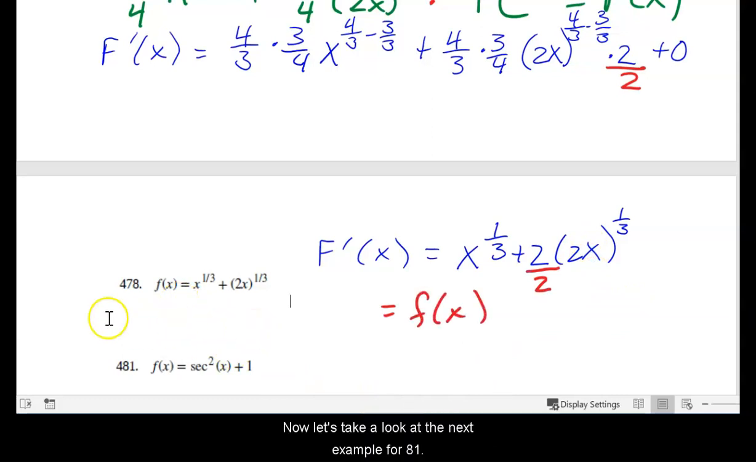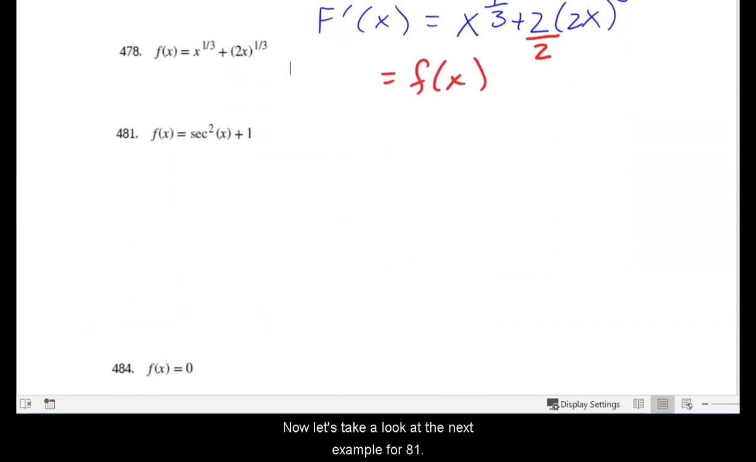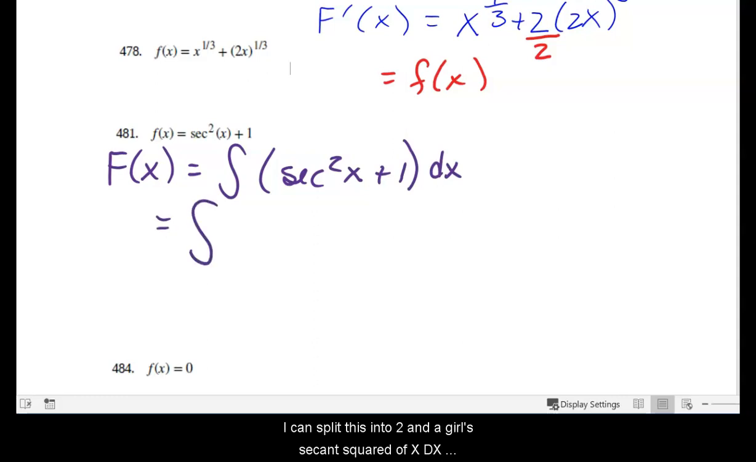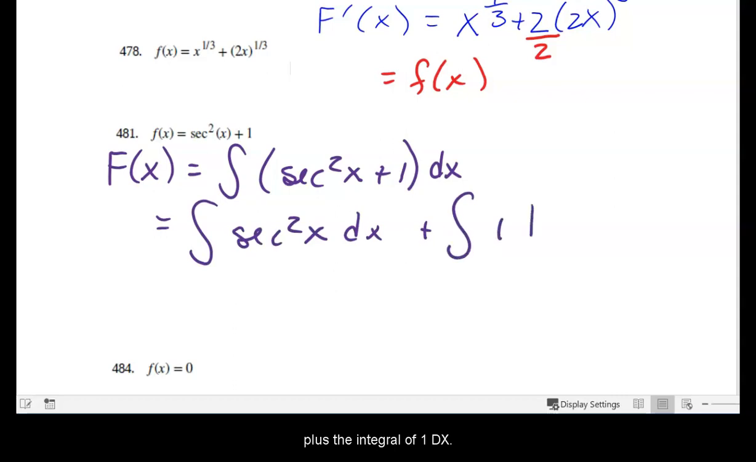Now let's take a look at the next example, 481. 481 is primarily a trig function. Again, let's go ahead and apply the antiderivative operation to the integrand secant squared of x plus 1 with respect to x. I can split this into two integrals, the integral of secant squared of x dx plus the integral of 1 dx. In fact, you don't need to write the 1. The integral of dx implies that there is a 1 in between.